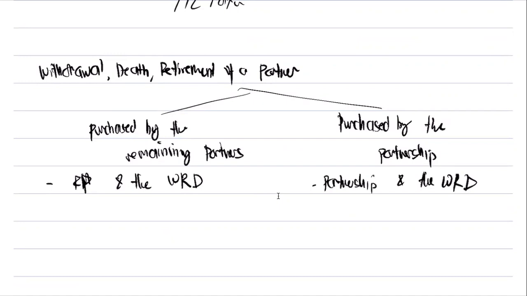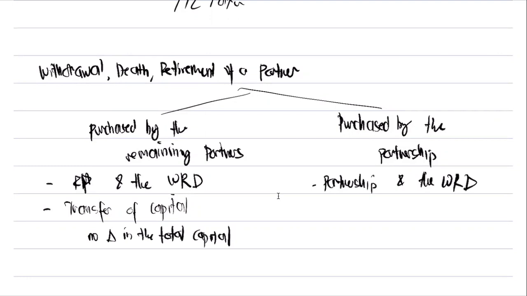So if that is a purchase by the remaining partners, it is treated as a transfer of capital. Take note again, there will be no change in the total capital here. Okay, there is no change in total capital, while here there will be a decrease in capital because it is already purchased by the partnership. So since there is a decrease in capital, what happened? The withdrawing, retiring, or the dead partner's capital will be removed.